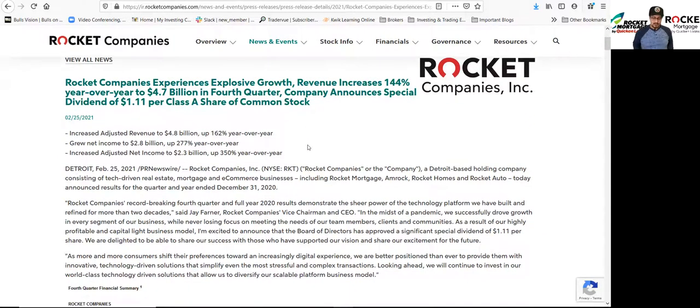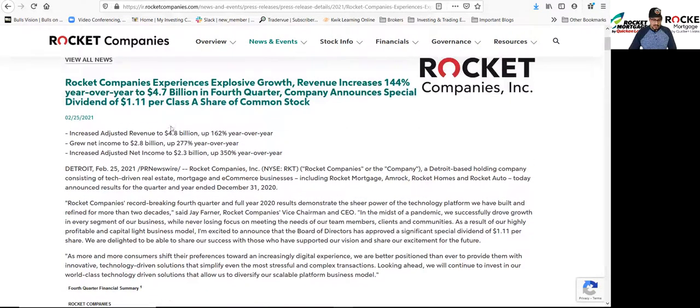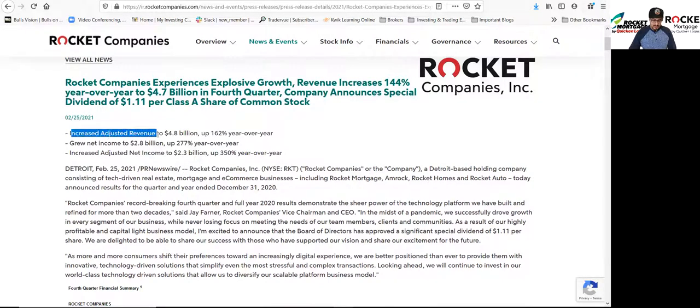That is huge. So that was really, really big. So if you look at these other bullet points, you could say increased adjusted revenue to $4.8 billion, up 162% year over year. Grew net income to $2.8 billion, up 277% year over year. Increased adjusted net income to $2.3 billion, up 350% year over year. So just thinking about the fundamental analysis, it was solid.